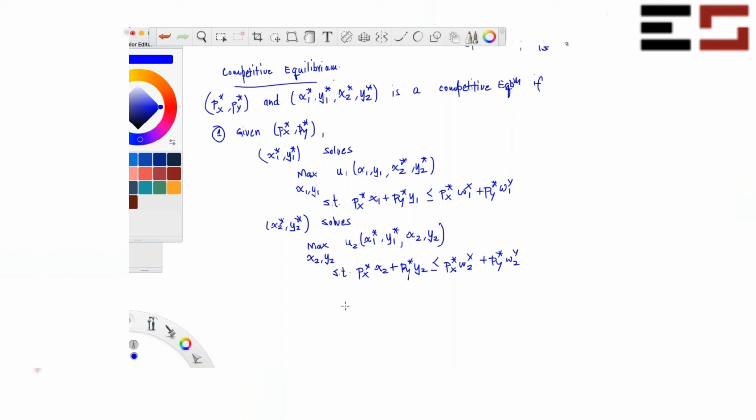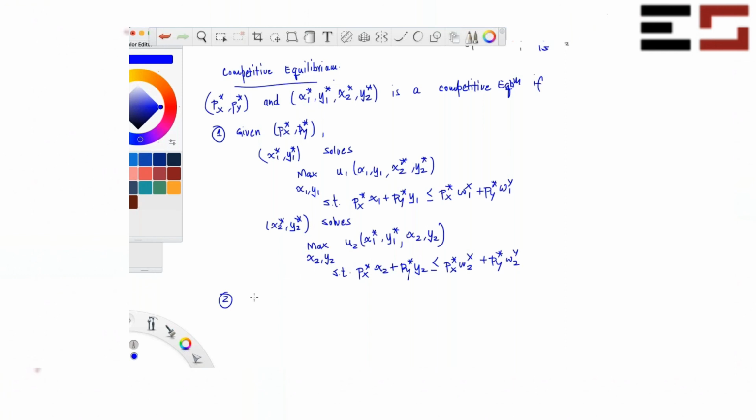Is that okay? Fine, so that's the first condition. Can you tell me what the second condition should be? Whenever we are talking about competitive equilibrium, what should be the second condition? Very good, market clearing, absolutely. Total demand must equal total endowment. That's right. So the second condition is that whatever you're demanding must be equal to the total supply.